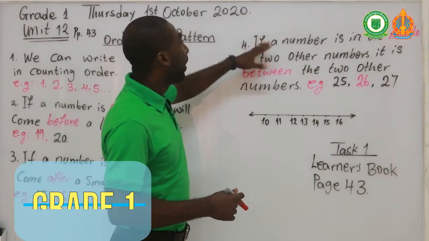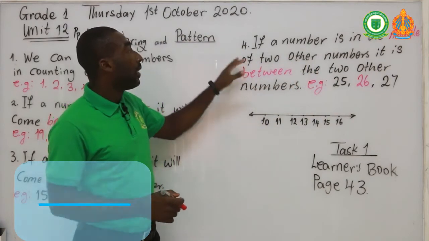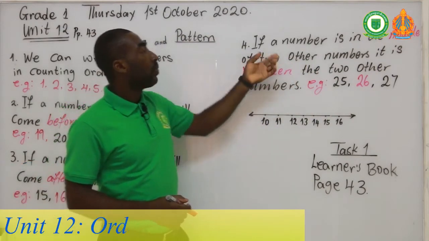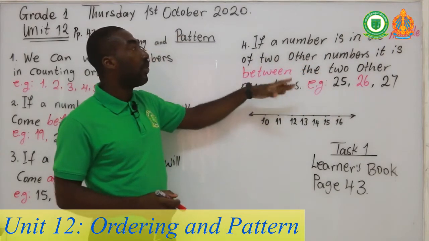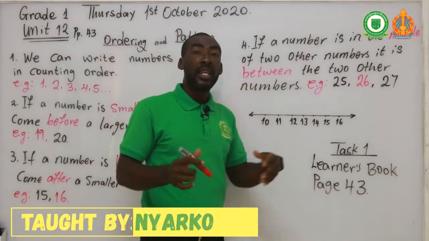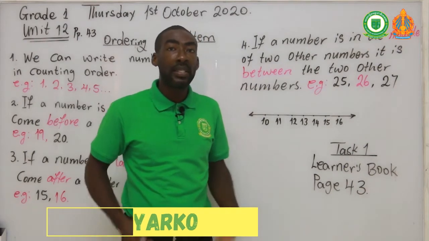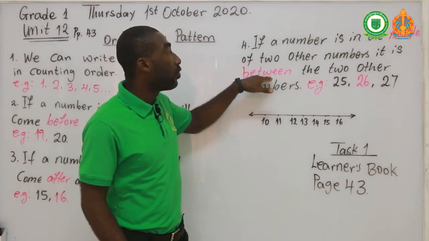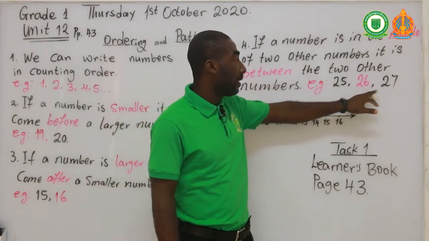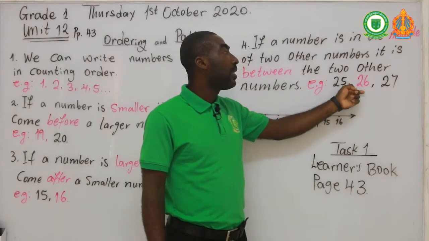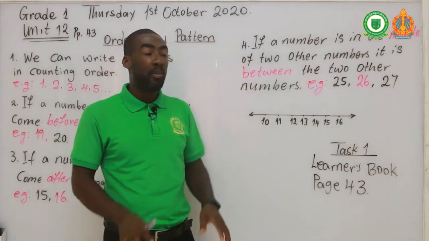So now we see if a number is in the middle. When we say a number is in the middle, it means that that number is between two other numbers, okay? When we say anything is in the middle, it means that one stands here and the other also stands here, and the one that you are talking about is in the middle. That means it stands between them. For example, we say 25, 26, 27. So 26 here is in the middle, okay? 26 is in the middle.